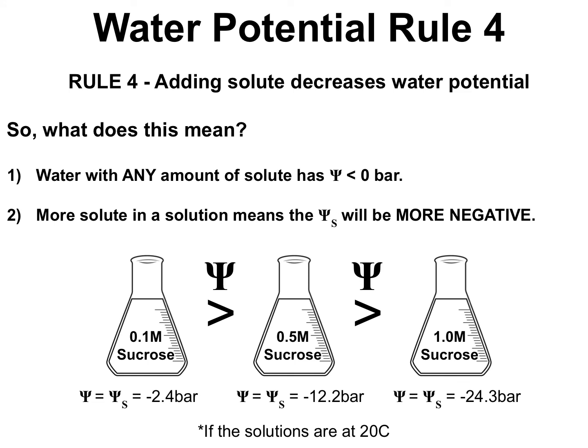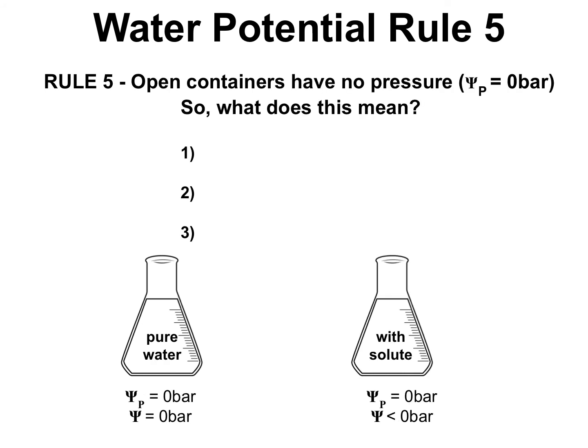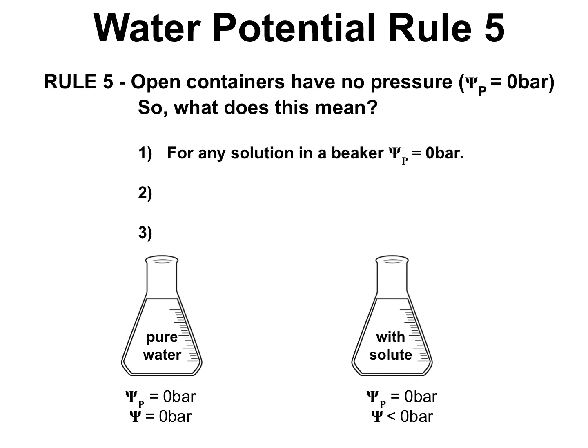And the more solute in a solution means that the solute potential will always get more and more negative. We're cruising right along here at Rule 5. Rule 5 is that open containers have no pressure, a pressure potential of 0 bars. So if a container is open, like these flasks or a beaker, that pressure potential is going to be 0 bars.